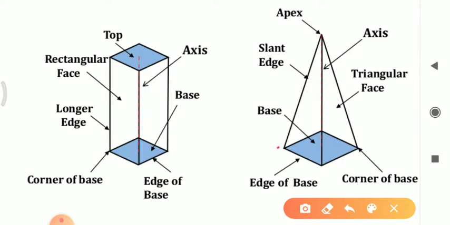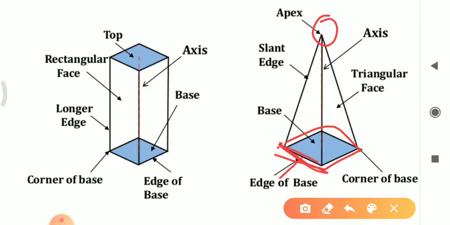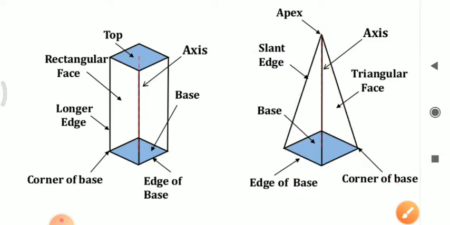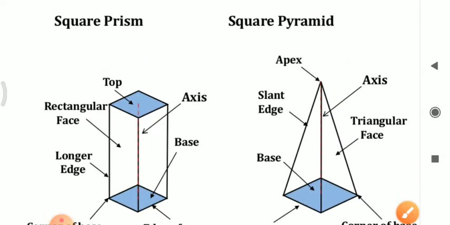Next, in the same way in the pyramid, what changes there? This portion is called the base, and the top one is the apex or vertex. This is called the edge of base, and this is called the corner of the base or base corner. These lines drawn from the apex to the bottom corners, corners of base, are called slant edges. This portion bounded by a triangular face, I am showing here, is called a triangular face.